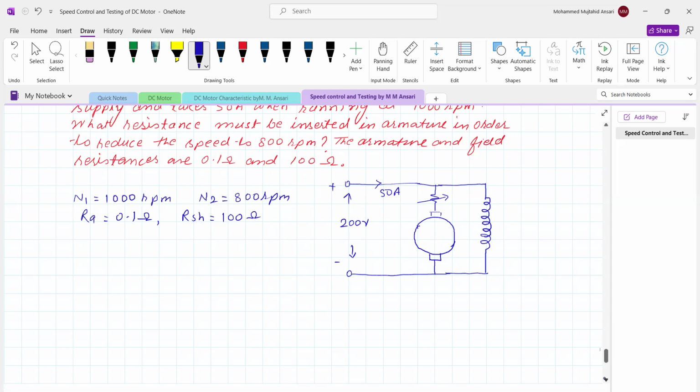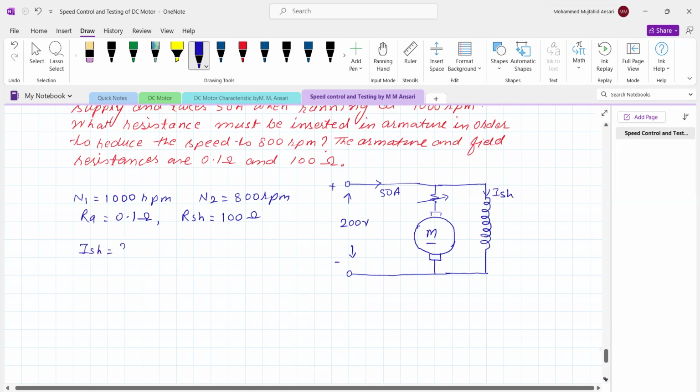Now, in this case, the shunt field current ISH is equal to 200 divided by 100, which is 2 ampere. Shunt field current is 2 ampere. Therefore, the armature current in the initial condition, IA1, is equal to I minus ISH, which is 50 minus 2, 48 ampere. So this is the current in the first case.